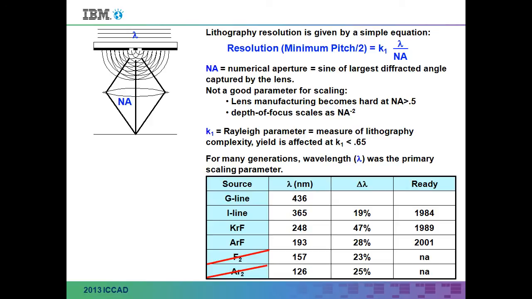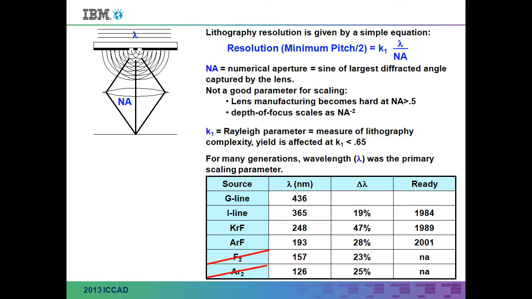Any wavelength beyond that was essentially taken off the roadmap. 157 was supposed to come online as the next wavelength, and there were various issues related to the materials properties of the optical elements. Everything had to be manufactured in calcium fluoride. Optical quartz was no longer good enough to transmit light. There were some problems modeling that accurately in the early phases, and in the end, the industry as a whole sort of backed away from that whole proposition.